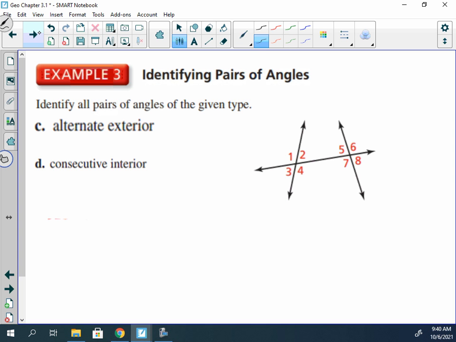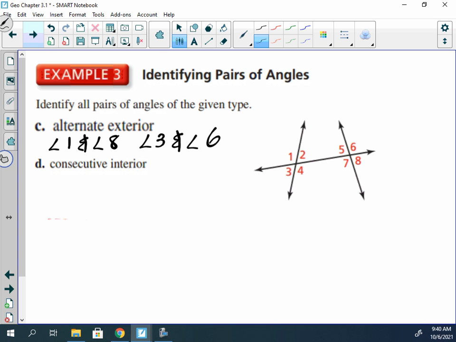Alternate exterior. Exterior would be which 4? 1, 3, 6, and 8. So we'd say angle 1 and 8. Yes. 6 and 3. Outside and opposite the transversal. Outside and opposite.